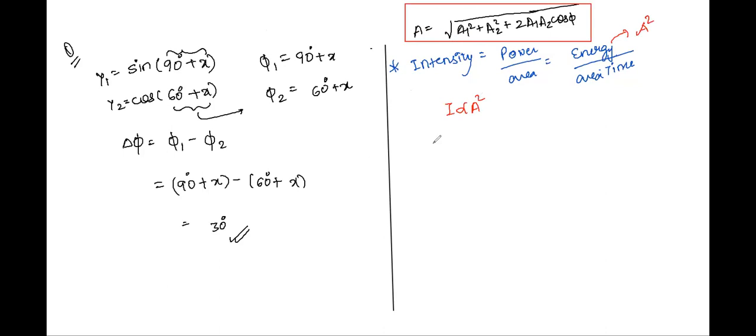So we can write I equal to... what does this expression become? Let us first write this expression in terms of amplitude only. A square is equal to A1 square plus A2 square plus 2 A1 A2 cos of the phase difference.